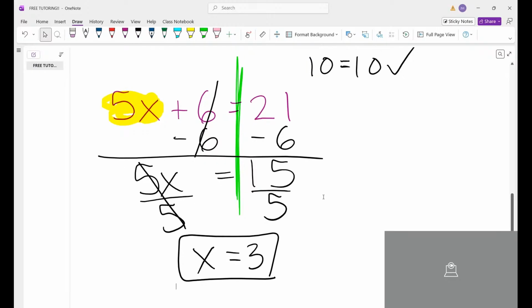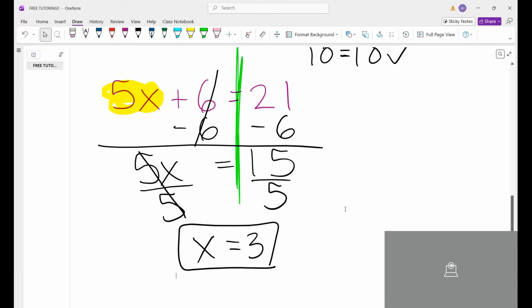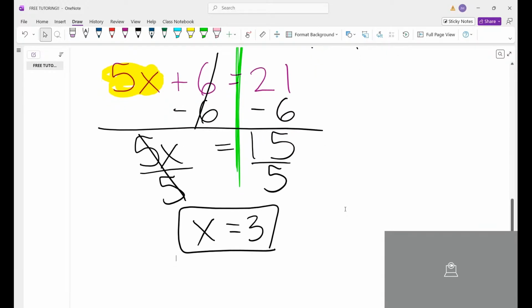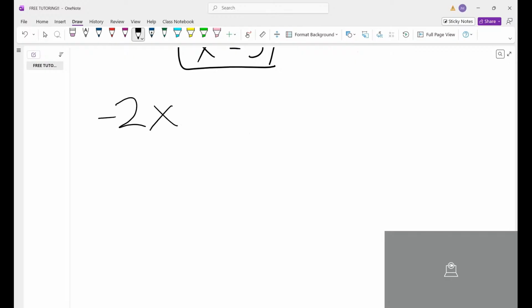Okay, let's try another equation. I'll let you try this one. This time I am going to make some of the numbers negative. This way you could practice now adding to both sides. So let's say you had a problem like negative 2x minus 7 equals, let's say, 13. Okay, you could go ahead and stop the video and see if you could work this problem out.